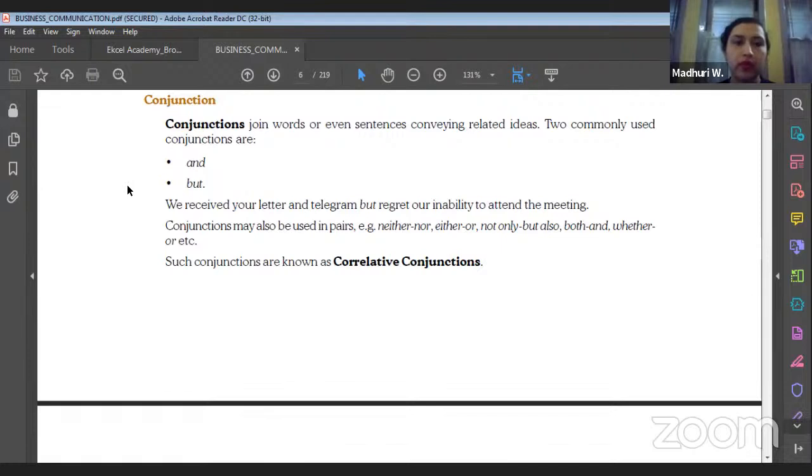Okay, for example, I can see you, but I can't hear you. So I can do one thing, but I can't do the other thing. Right? For example, we received your letter and telegram, but regret our inability to attend the meeting. We have got this and this, but we cannot do something else. Right? This is exactly what it means. So conjunctions may also be used in pairs. For example, neither nor, either or, not only but also, both and, whether, etc. Right? So we have to be, again, very careful in terms of using conjunction and in terms of choosing the right conjunction in the appropriate sentence.